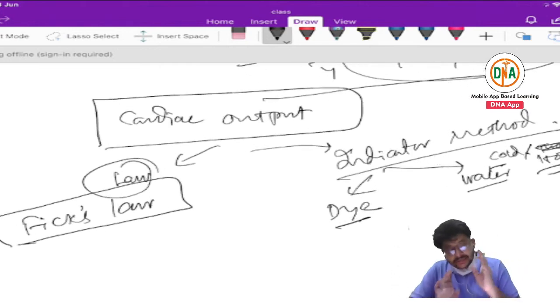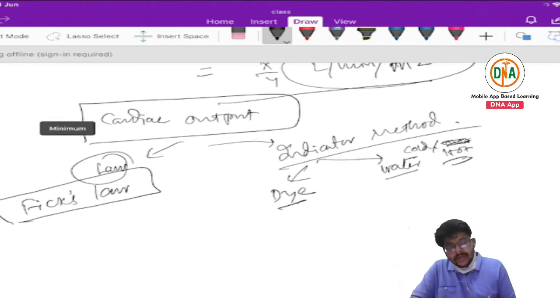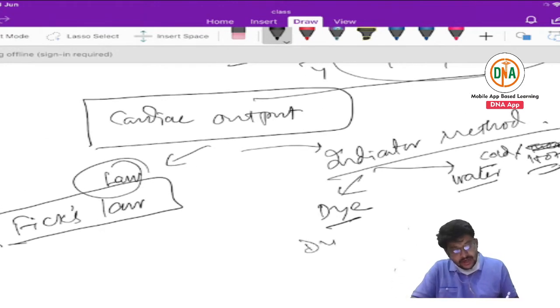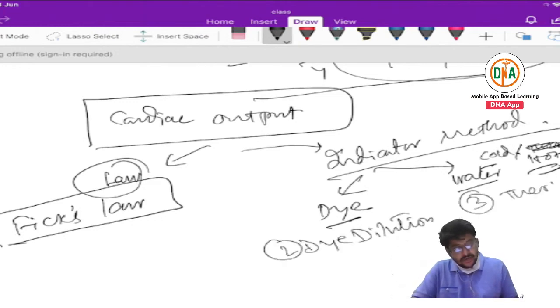So there are three processes. One is cardiac output measurement by Fick's law. The second is by dye dilution. This is point number two. And the third is by thermodilution.